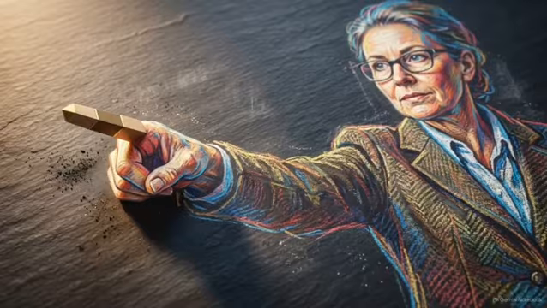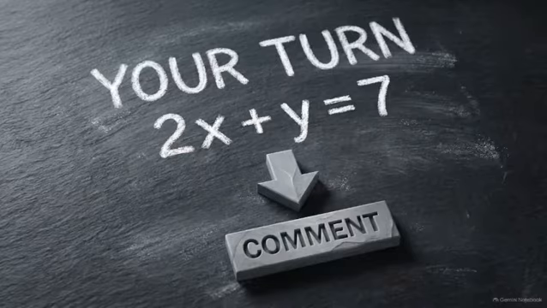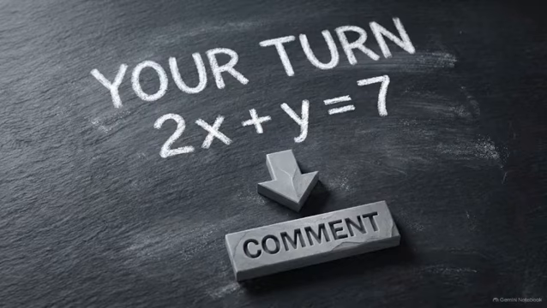Now it's your turn to apply the logic. Can you find one valid coordinate pair for the equation 2x plus y equals 7? Drop your answer below.